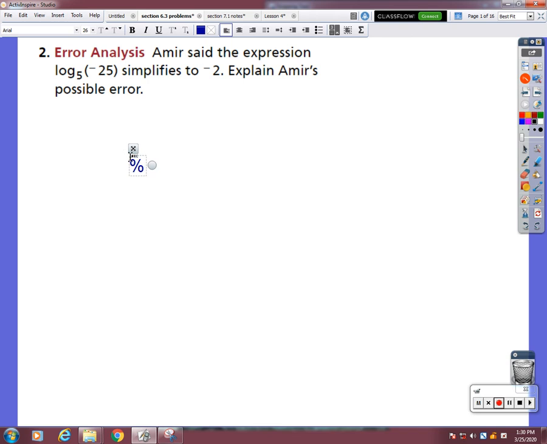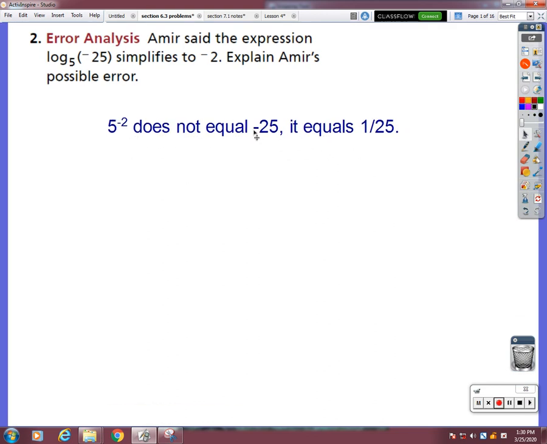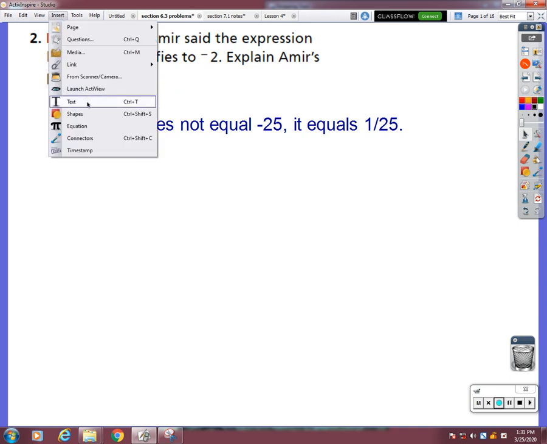The error is that, as I warned you about in the last video, 5 to the negative 2 power does not equal negative 25. It equals 1 over 25. That's important to remember as we go through this journey of logarithms together, that negative exponents don't make negative numbers, negative exponents make fractions. Let's write that down just for funnies.